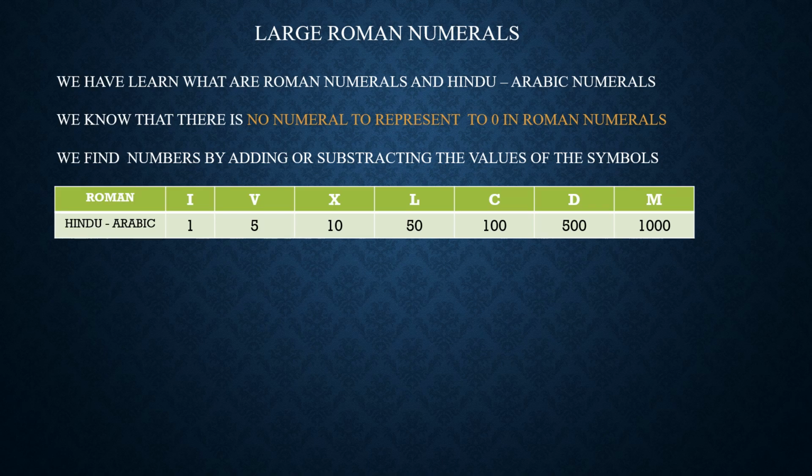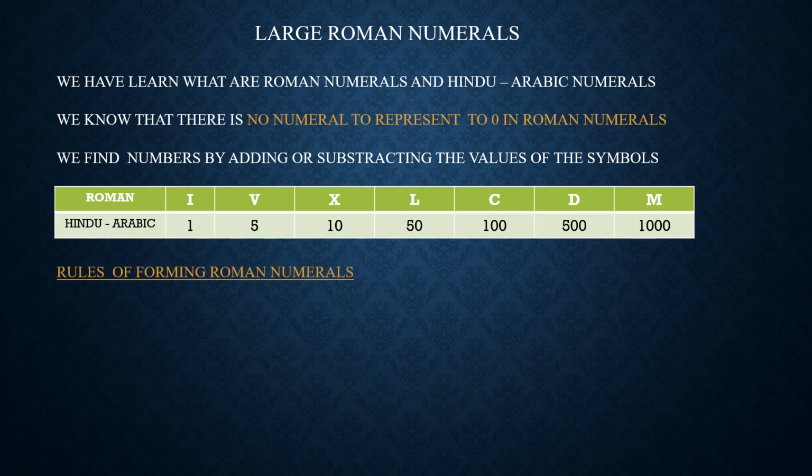We see that 1 is denoted by I, 5 is denoted by V, 10 is denoted by X, 50 is denoted by L, 100 is denoted by C, 500 is denoted by D, and 1000 is denoted by M.